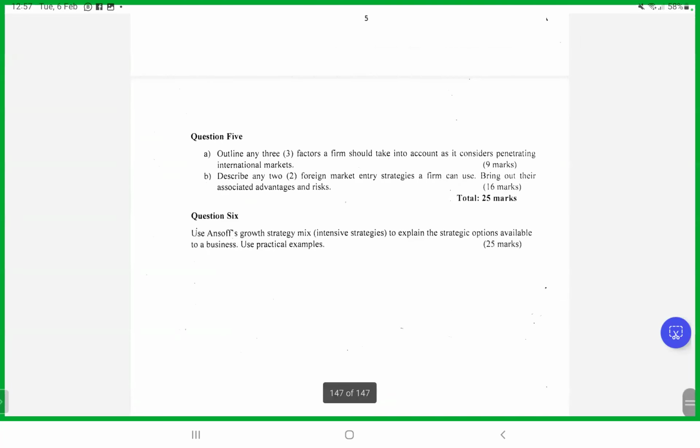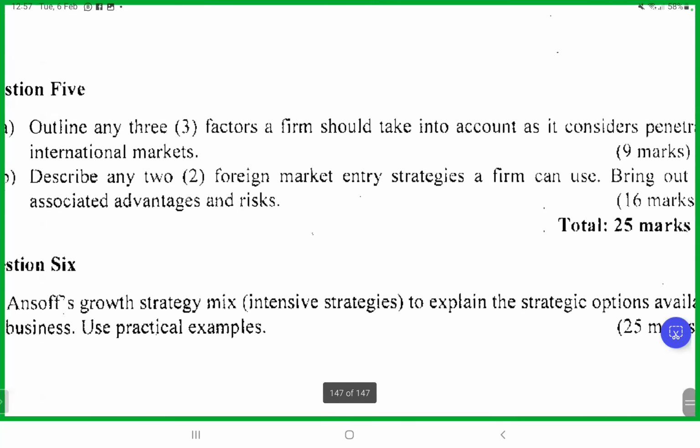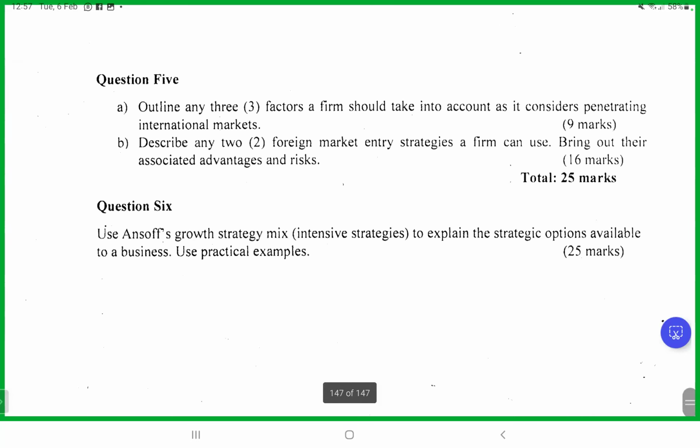And in today's conversation, we will be answering question number 6 of this paper. The question reads: use ANSOF's growth strategy mix or intensive strategies to explain the strategic options available to a business. Use practical examples. Use ANSOF's growth strategy mix, which is also known as the intensive strategies, to explain the strategic options available to a business.